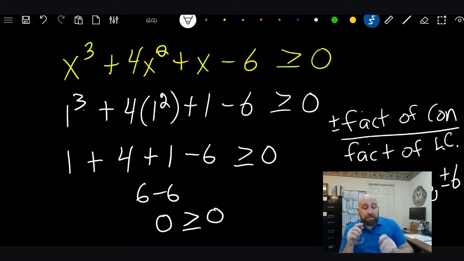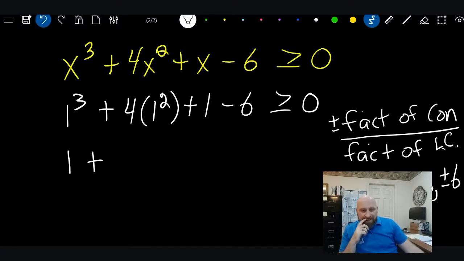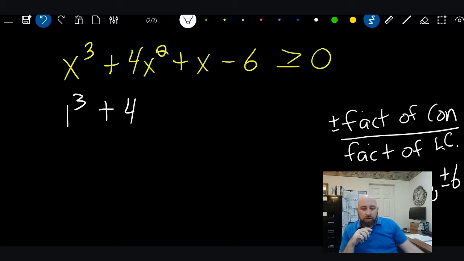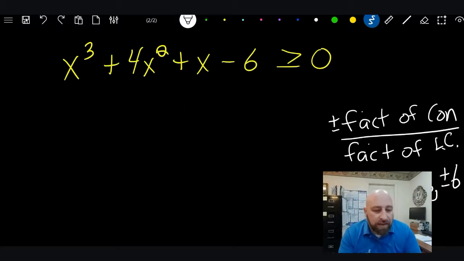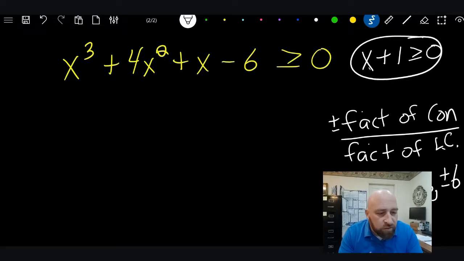Okay, so we have found, I don't want to say we're done, but we have found our first critical number. We have found the first number that's going to work. Okay, and so here's basically what we found. We found that x plus 1 is greater than or equal to 0. This one works. That's a good one. Okay?